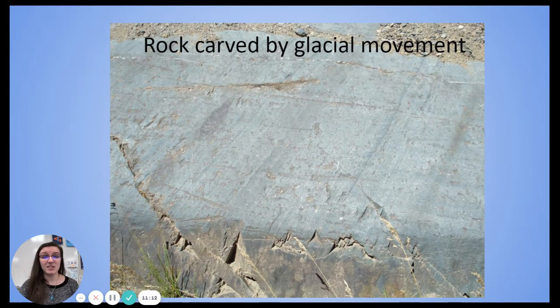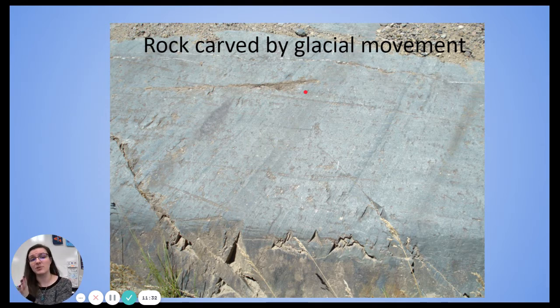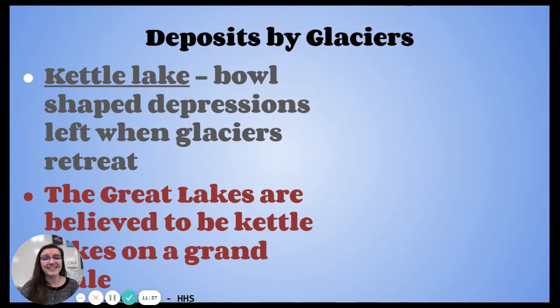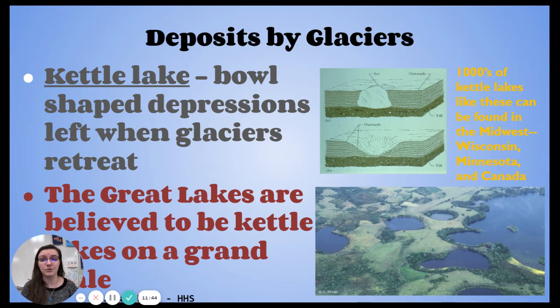We can also see scratches, carvings in rocks. Naturally, the rocks carried by the glacier, or the dirt and sediment being pushed on the sides of the glacier, those moraines, will carve into rocks as they pass by. And you can see all of these lines of where dirt and sediments were dragged along the side of this rock.